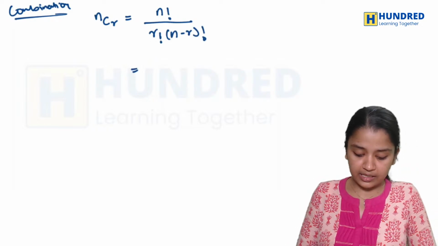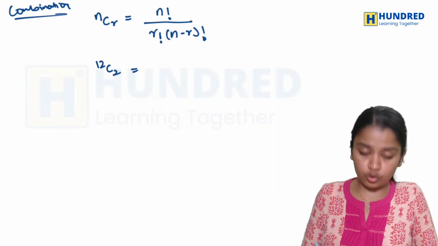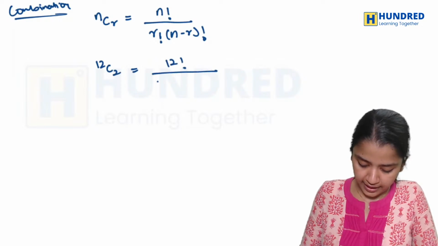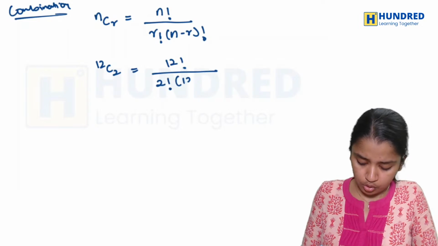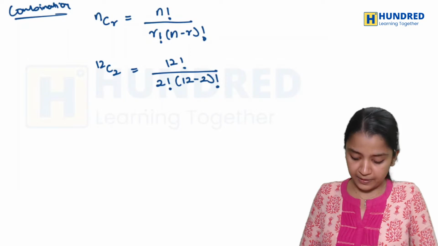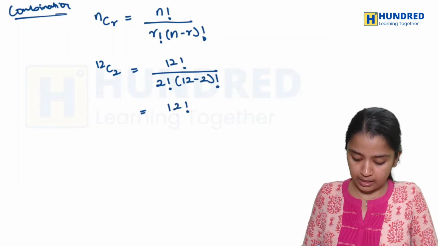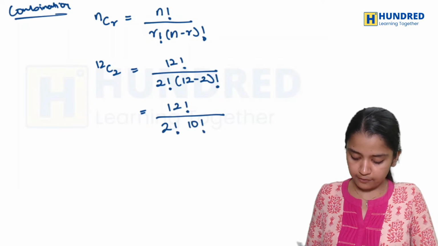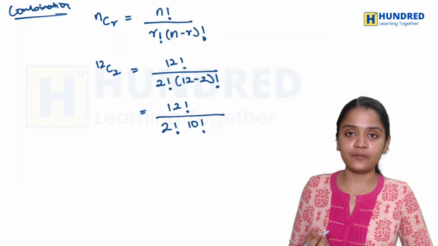So basically what is my n? 12C2. 12C2 is nothing but 12 factorial divided by 2 factorial into (12 minus 2) factorial. Like this it will happen. So when I further do, it is 12 factorial divided by 2 factorial into 10 factorial. Like this it will be there.